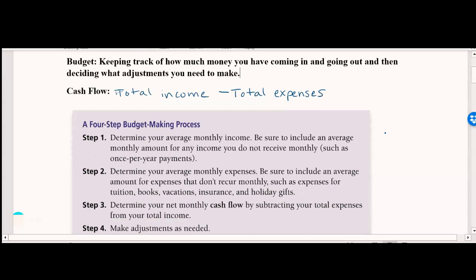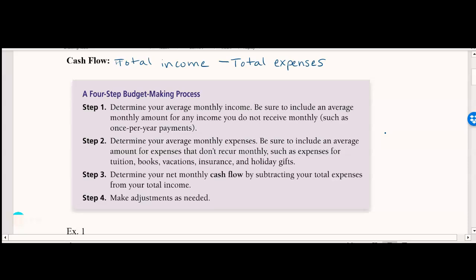Now here's a 4-step budget making process. 1, determine your average monthly income. Right, include every type of income you might be receiving, even once a year payments you might get. Step 2, determine your average monthly expenses. This includes even things such as gas or vacations you're going to take. Step 3, determine your net monthly cash flow. So how much are you bringing in, but after taxes? Step 4, make adjustments as needed.